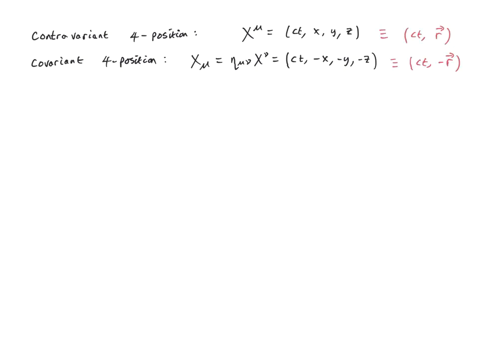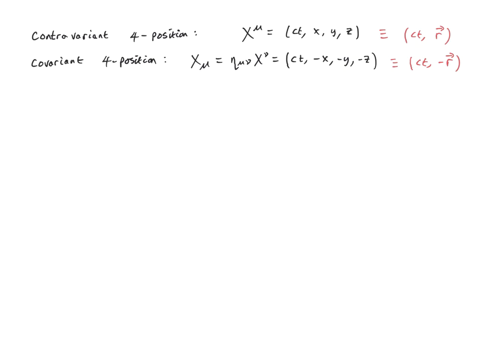So finally, we see that after all of this fuss, the contravariant 4-vector has time-like and space-like components in this form, ct and a 3-vector r, whereas the corresponding covariant 4-vector simply has a minus sign on the space-like components, and that's really the only difference between the contravariant and covariant 4-vectors within the theory of special relativity in flat Minkowski spacetime. As I mentioned, things get more complicated in the curved spacetime of general relativity, but we won't be getting into that in this course.